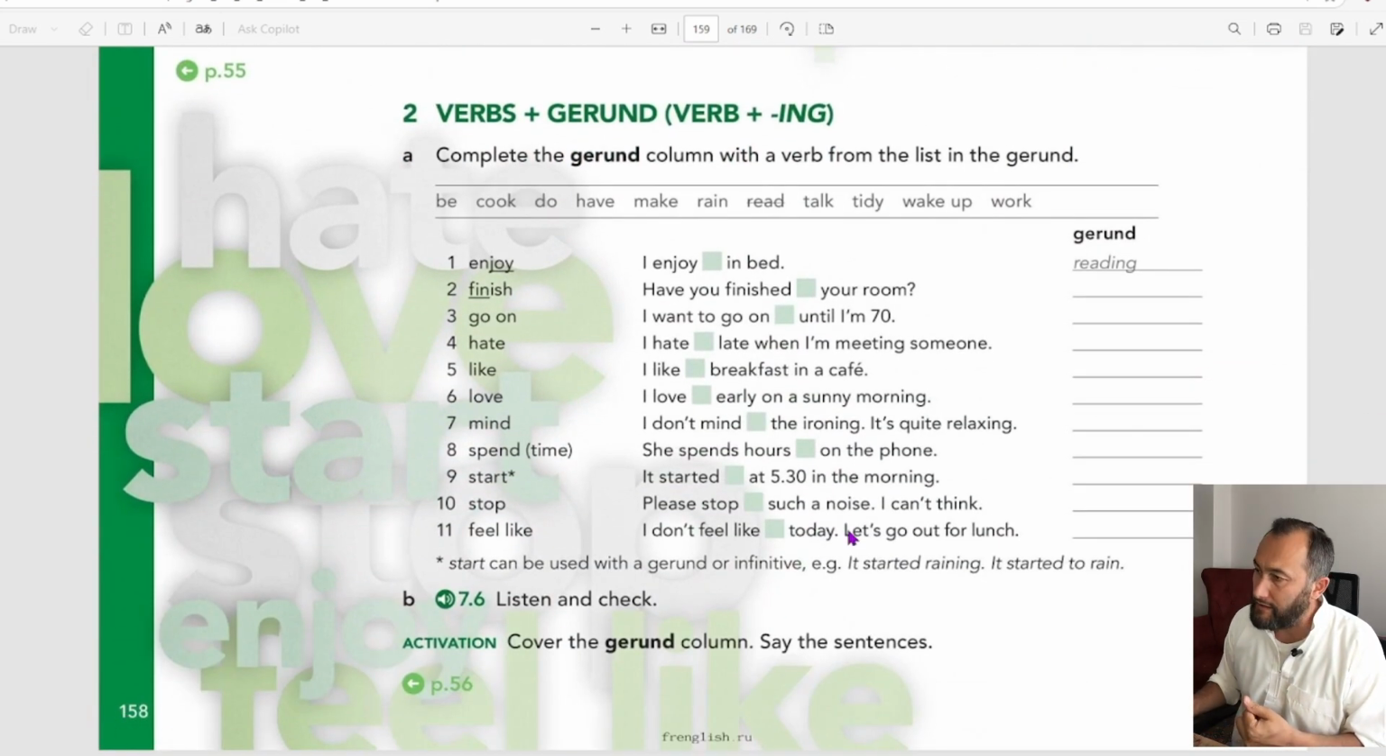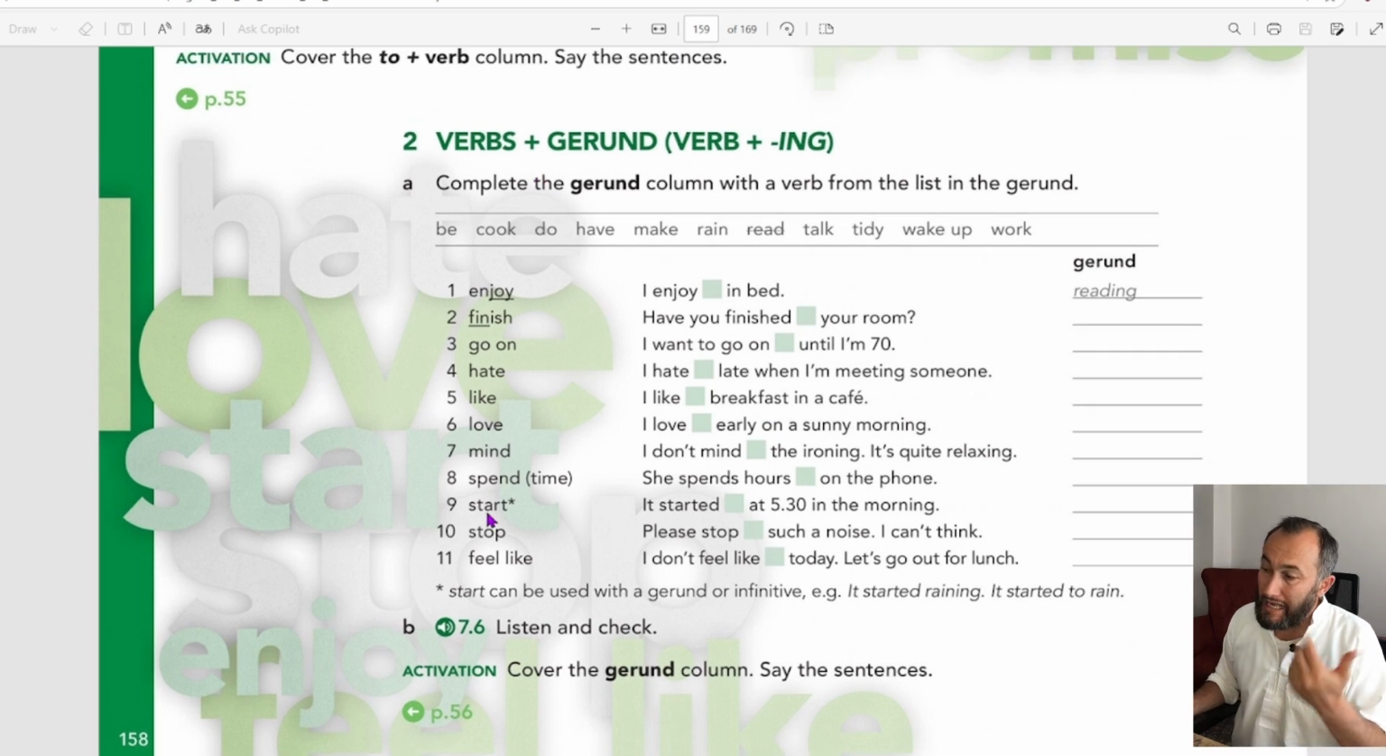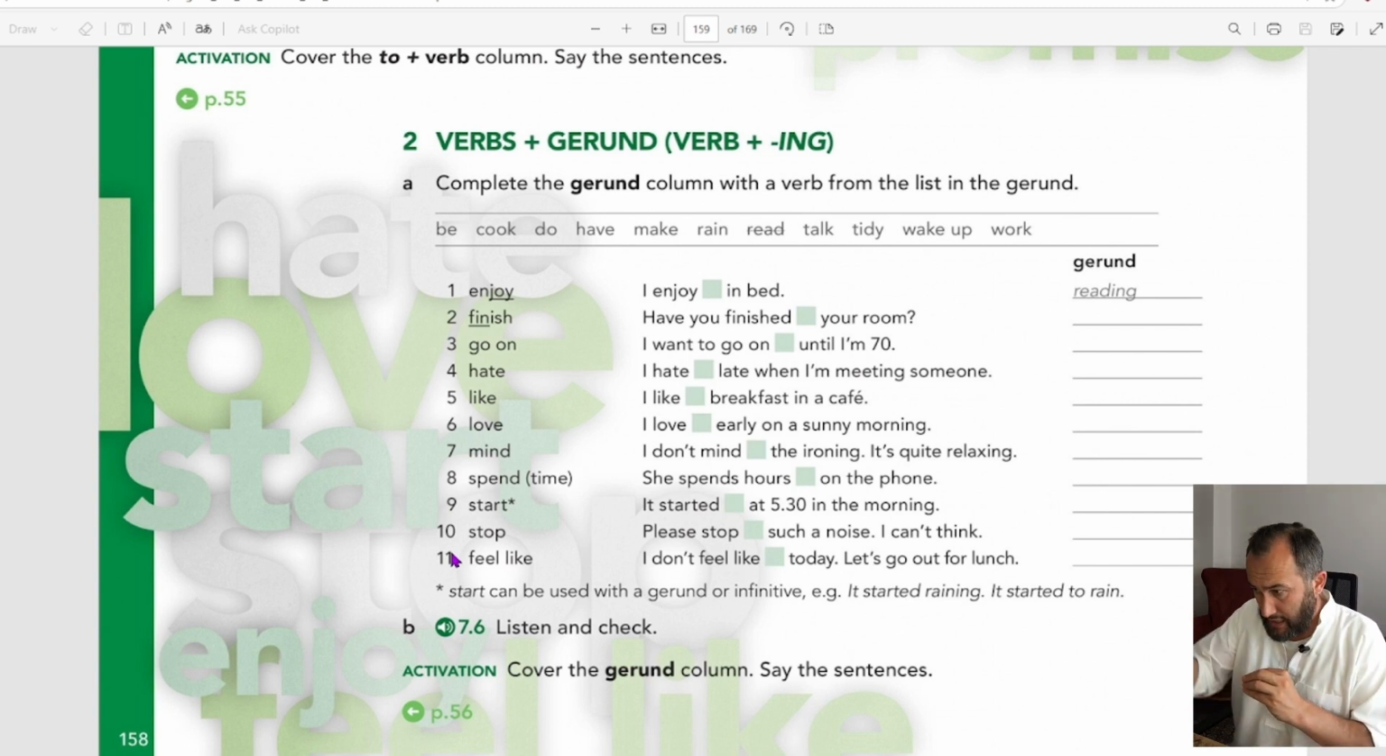You see, 158. We got 11 verbs, after which we must use gerund in case we want to use another verb, the second verb. I'm not saying we must use a verb after these 11 verbs all the time. No, I'm not saying that.